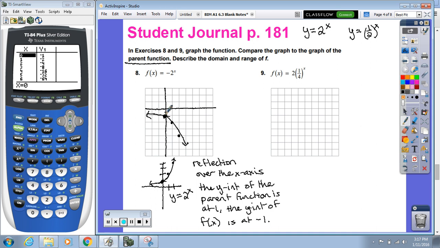So the domain, keep in mind, that's the x. How far does it go? It goes left forever, and it's going to go to the right forever. So the domain is going to be all real numbers, or if we want to do that in set notation, we could say it's going to go from -infinity to +infinity.